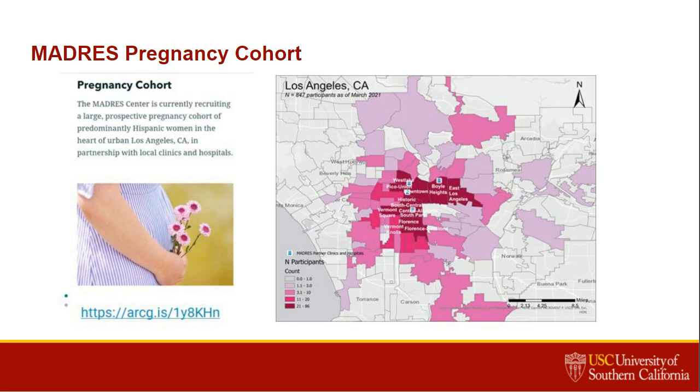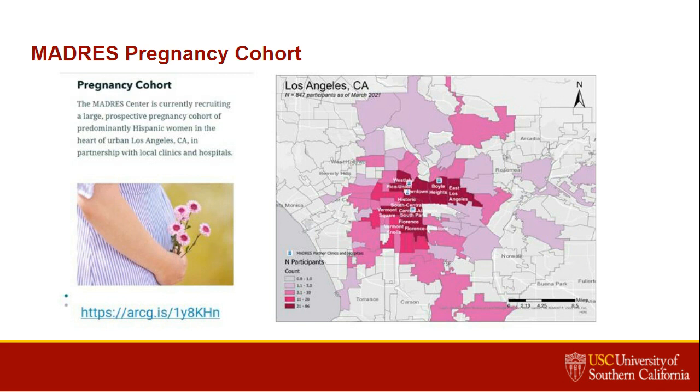Because as you all might be aware, environmental health disparities and health inequities overall do affect marginalized populations in a lot of different ways, and not just in terms of environmental exposures. And so this slide here shows you the neighborhoods on the map.